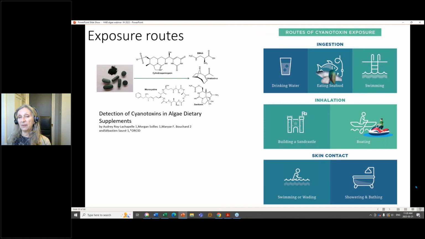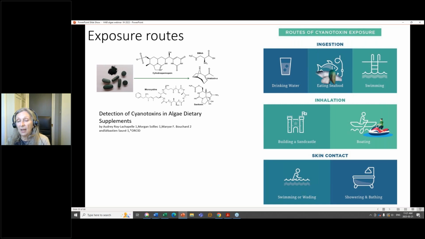The exposure routes, I got this diagram from some other researchers. Obviously, ingestion is problematic. You're drinking water, eating seafood, and most especially eating dietary supplements. The blue-green algae that you can get, you can actually buy these. They're legal in Canada, but not in the United States. So I don't know what that means exactly, except it's unfortunate because the cyanotoxins can be in quite a large dose if you're actually consuming these pills.